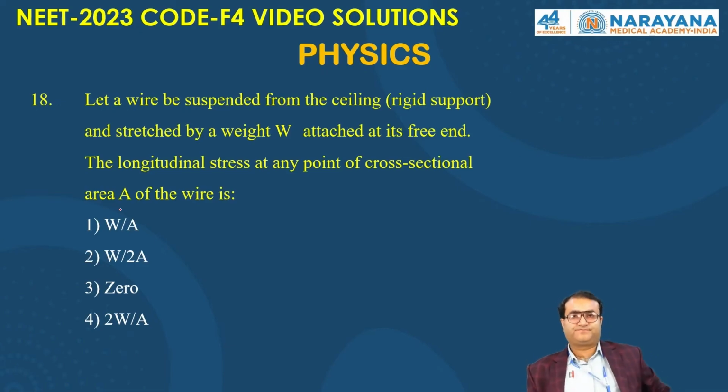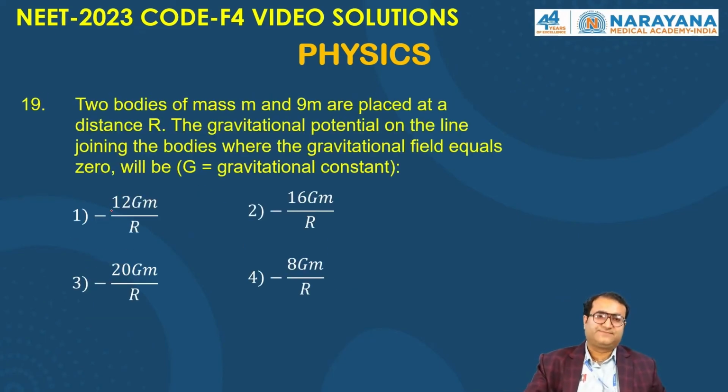Question number 18. A wire suspended from a ceiling, rigid support and stretched by weight W attached at its free end. The longitudinal stress at the point of cross-sectional area A of the wire is? Weight W is there, so tension at each and every point is W. And stress you have to calculate, it is restoring force divided by the area. So restoring force here is W and area of cross section is already mentioned in the question, it is capital A. So we'll go with the first option as the answer.